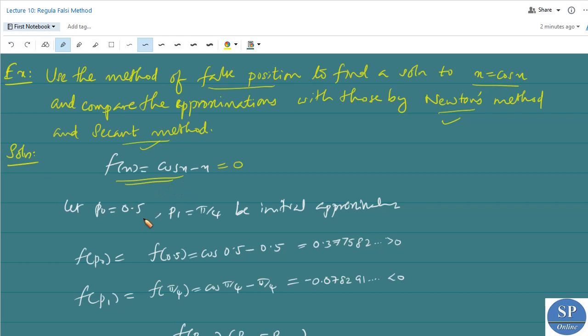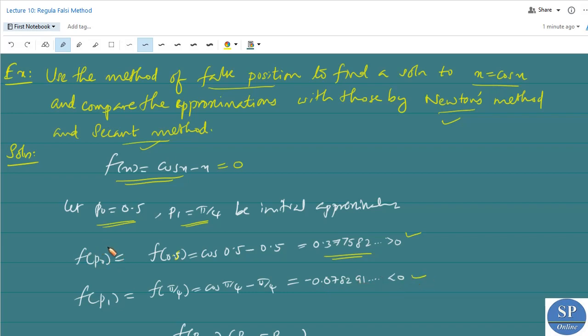For this, we can take the initial approximation as P0 equal to 0.5 and P1 equal to pi by 4. Therefore, f of P0 is nothing but f of 0.5, that is equal to cos 0.5 minus 0.5. This is equal to 0.3775 etc., which is greater than 0. And f of P1 is f of pi by 4, which is equal to cos pi by 4 minus pi by 4. This is nothing but negative 0.078291 etc., which is less than 0.